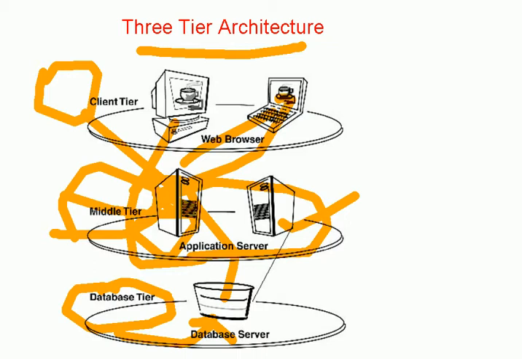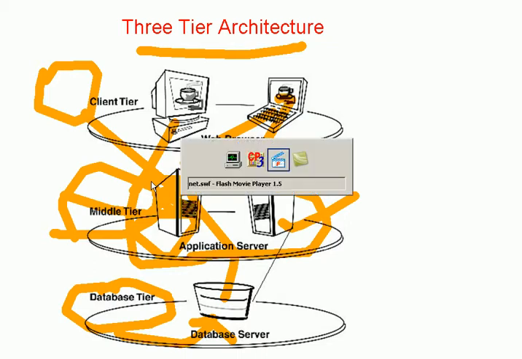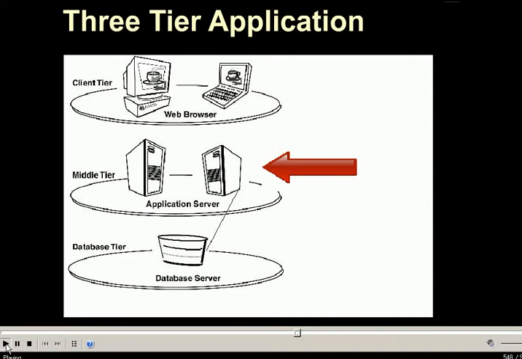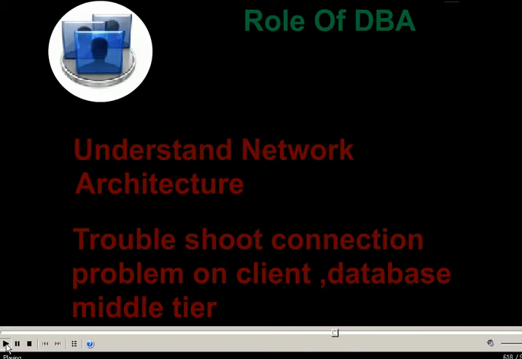So now you know the different type of network architecture used in an organization. Now let's know further about the various roles of a DBA. So the role of a DBA is to understand the network architecture, and depending on the network architecture, he might have to troubleshoot various problems of the client machine, the problems on the database machine, the problem on the middle server machine, that is the application server.